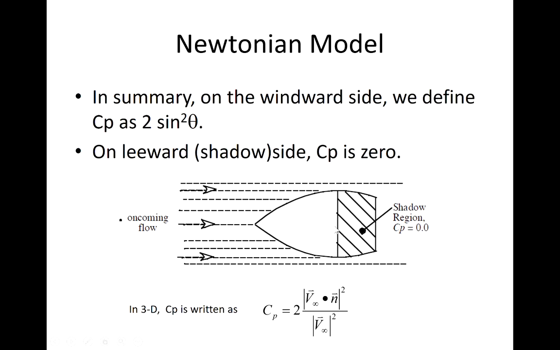In the back part of the body, he will assume that this is a shadow region, therefore Cp is 0. So we know the pressure distribution on the windward side and on the leeward side, so we could integrate it to compute the lift, drag, etc. This is the Newtonian model. This is what Newton came up with.